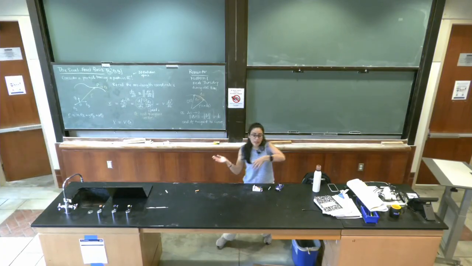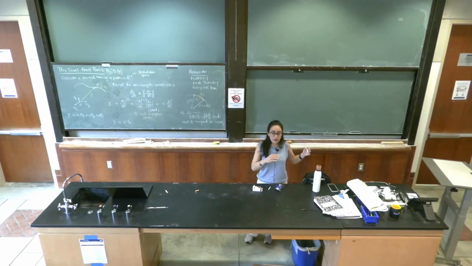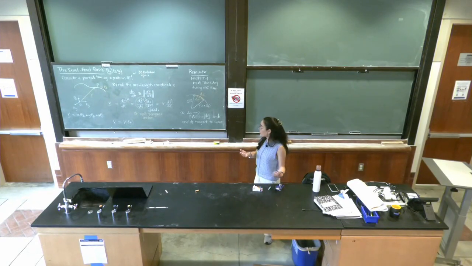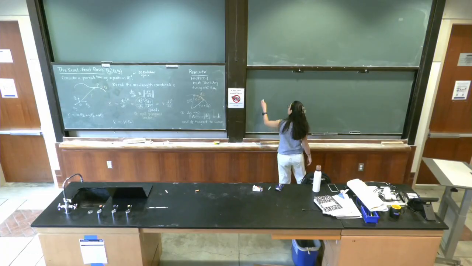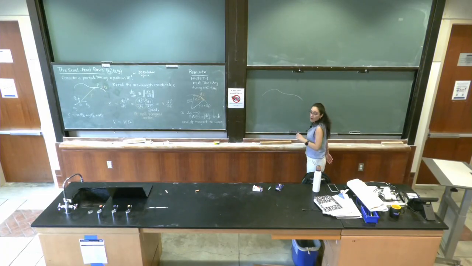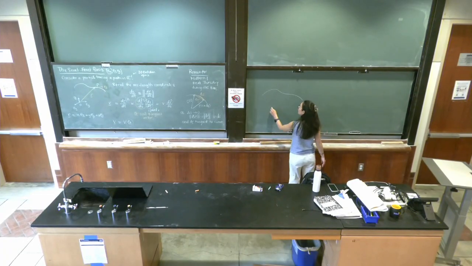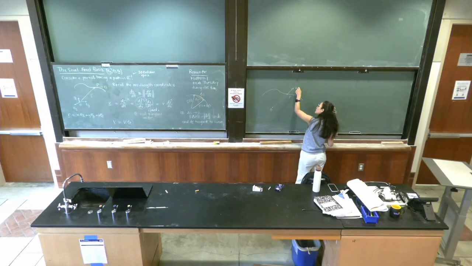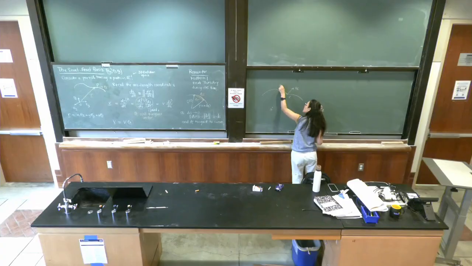Versus, remember, in polars or cylindricals, was the choice of the origin important? Yes. Depending on where the origin is, the basis is going to change. For example, let's do the 2D polar basis. If my origin is here and my particle is here, this is ER and this is E theta, if that's EX and that's EY.